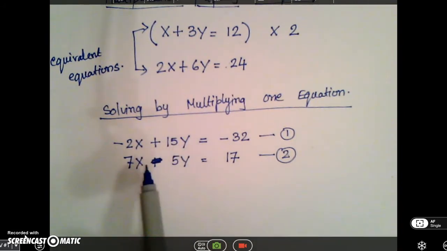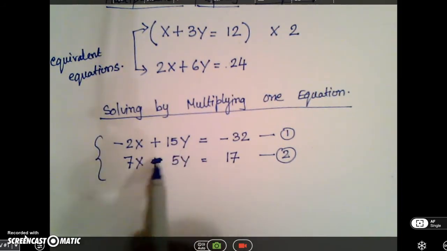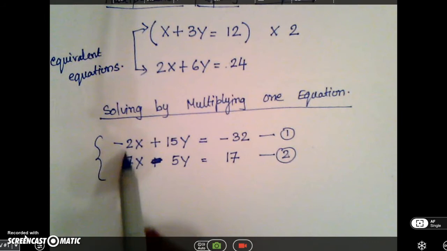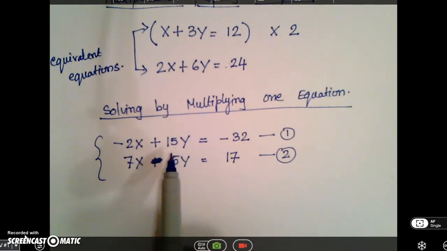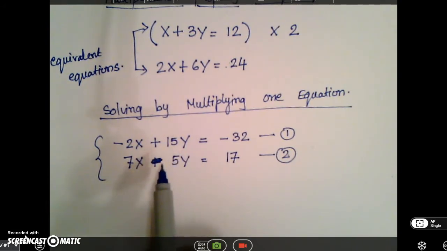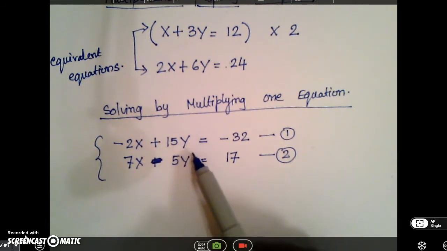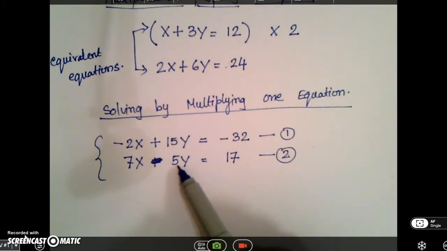So when I look at this equation, the variables x and y, the coefficients are totally different. So I cannot straight away add these two equations or subtract these two equations to eliminate one of my variables. They won't get eliminated. But when I look closely at my variable y, it looks promising in the sense I have a 15 here and I have a 5 here. If I multiply this by 3, it is going to become a 15.